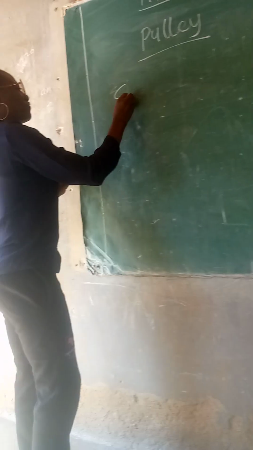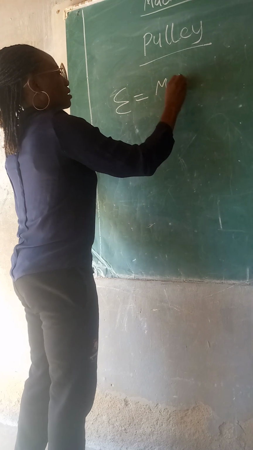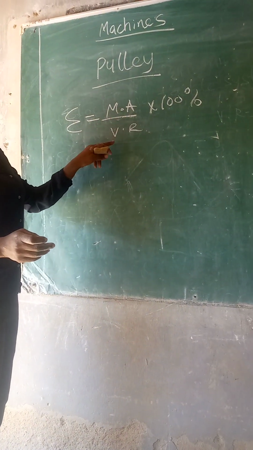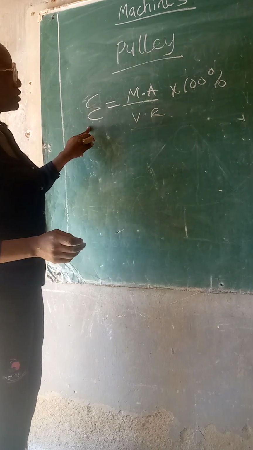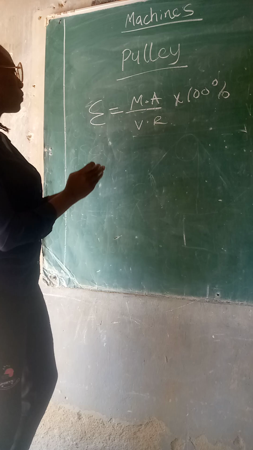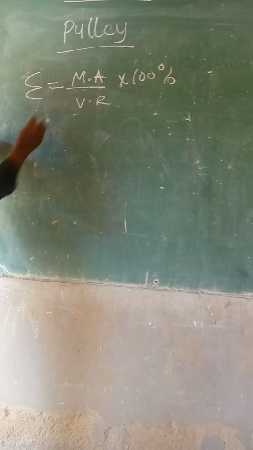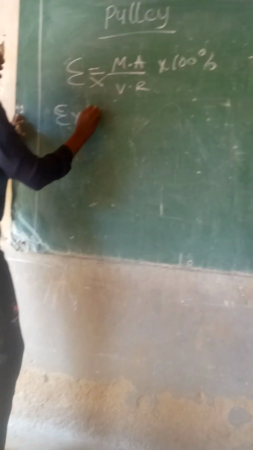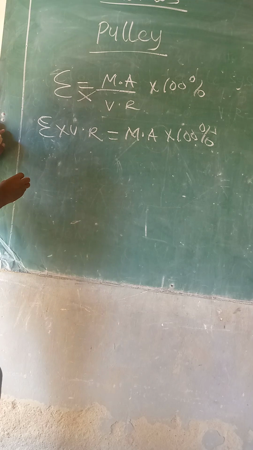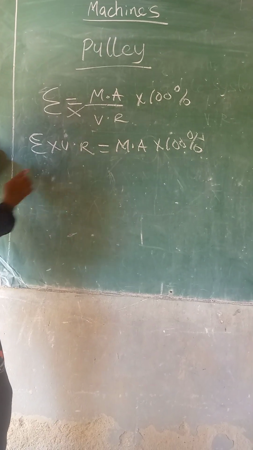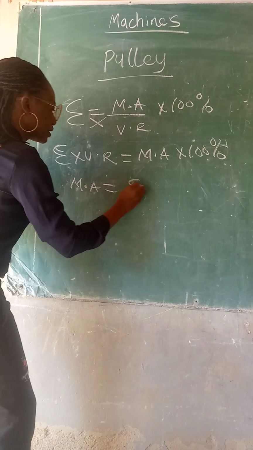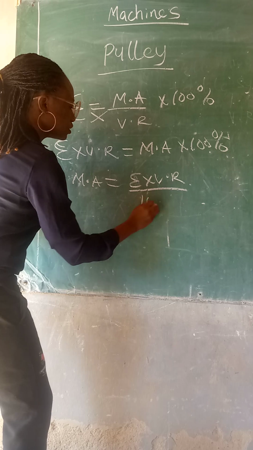From the general formula, efficiency is equal to MA over VR times 100%. We already know that MA is mechanical advantage, VR is velocity ratio, and E is efficiency, so we have everything there. I prefer to do change of subject of formula before solving. Cross multiply: E times VR is equal to MA times 100%. For MA to be the subject, we divide both sides by 100. 100 cancels 100, and we are left with MA is equal to E times VR all over 100%.